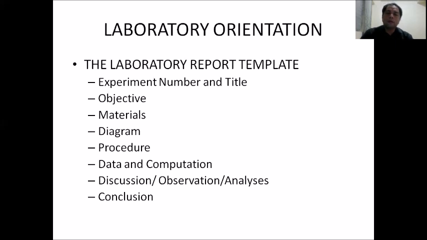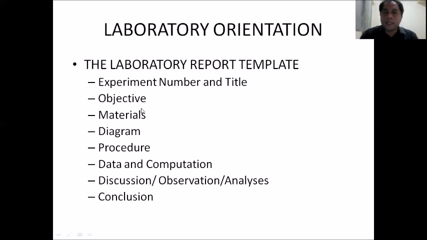So it contains, number one, a lab experiment number. The first activity will be called laboratory experiment number 1. Its title is precision measurement. So it contains these two things: experiment number and title, and an objective.